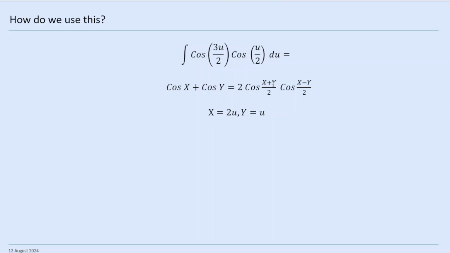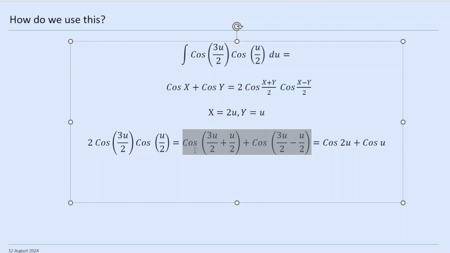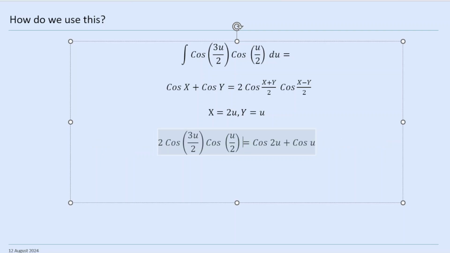So here we get 3u over 2. Here we get u over 2. It looks like this. We've swapped the sides again. So 2 cos 3u over 2 cos u over 2 equals, we don't really need this bit in the middle, so we're going to delete it. Look at that, we've deleted it. Equals cos 2u plus cos u.